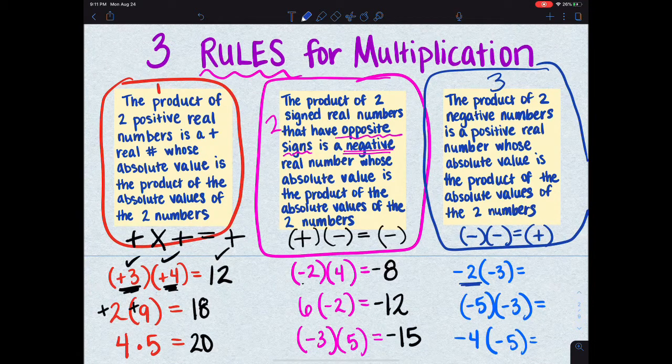-2 times -3. Well, I know that 3 times 2 is 6. What's the sign going to be? It's going to be positive. Of course, you don't have to put a positive sign. You just assume that it's positive when there is no sign. What about -5 times -3? You get 15. What about -4 times -5? You get 20. Okay.